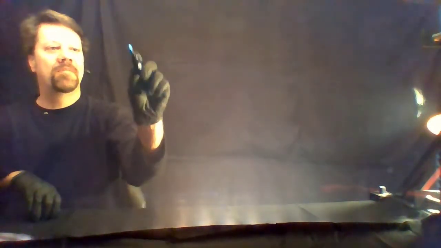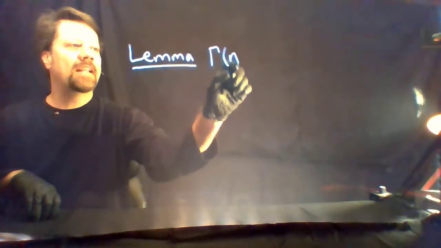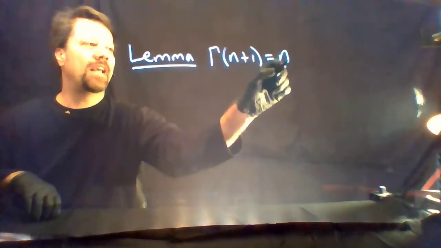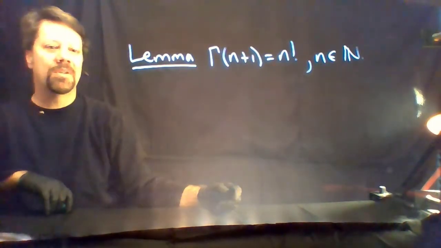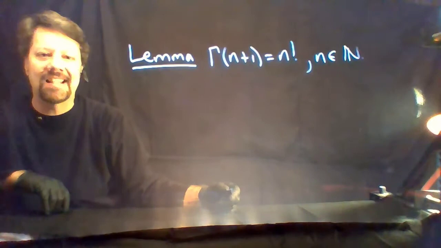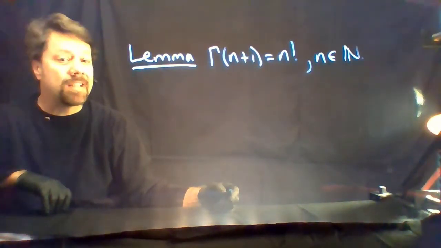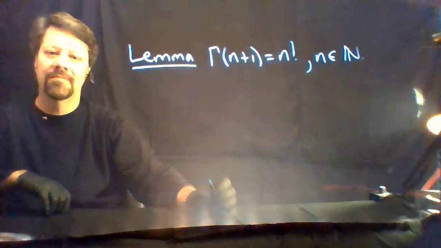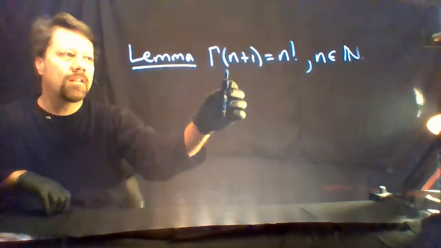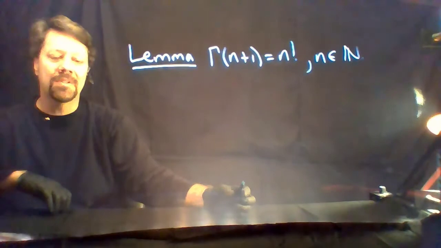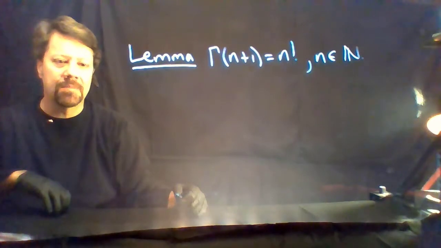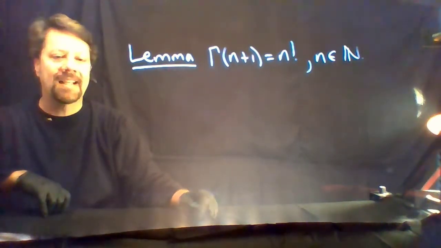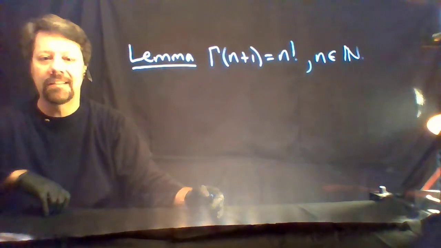As another lemma, I would like to show that gamma of n plus 1 is equal to n factorial, where n is constrained to be elements of the set of natural numbers. This lemma demonstrates that the gamma function is a generalization of the factorial. In particular, the gamma function is surely defined on the natural numbers, but it's also defined for other numbers, rational numbers, irrational numbers, all kinds of numbers that the original factorial function is not defined for.